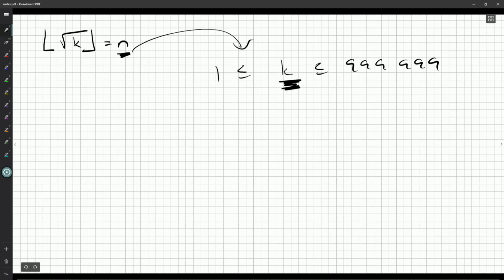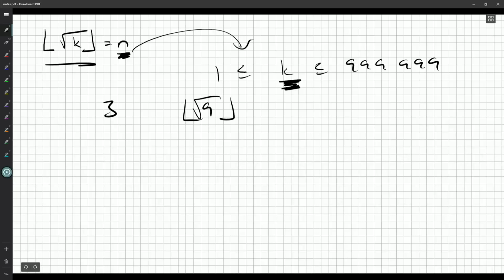Rather than starting with the k's and talking about the floors of their square roots, start with the floor of the square root and ask, what k's could have this n? If it was 3, what things have the floor of the square root equal to 3? For example, 9, because the square root of 9 is 3, and the floor of 3 is already an integer, so it's 3. I think if we start there, it might be a little bit better.